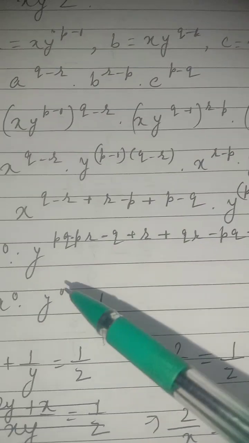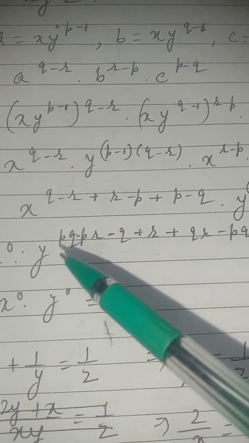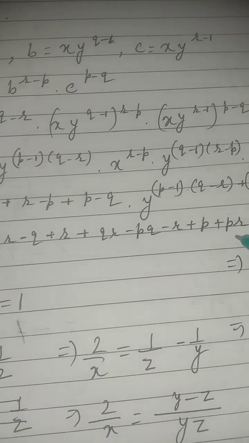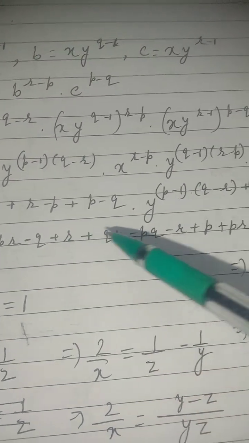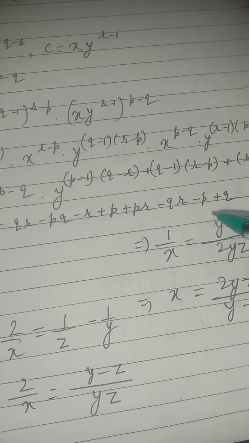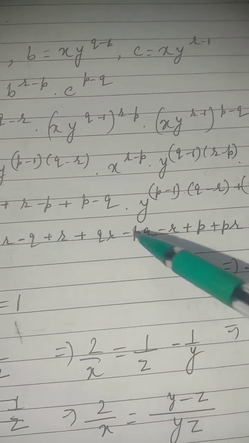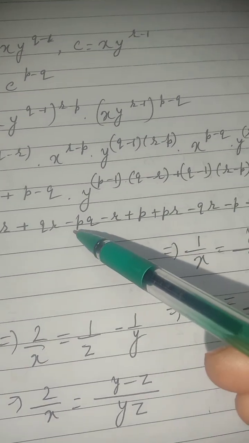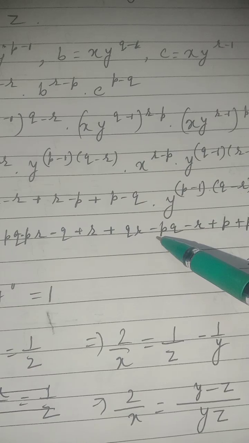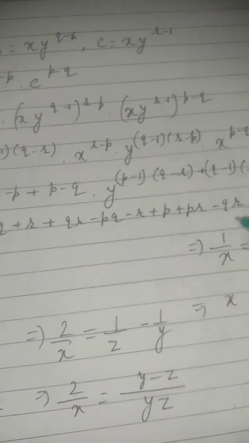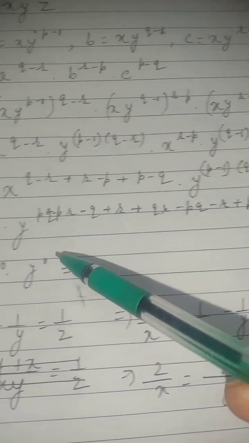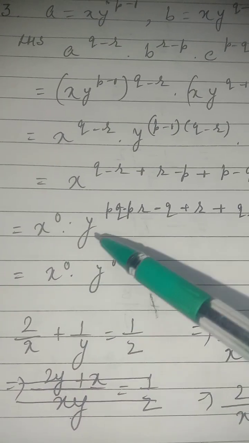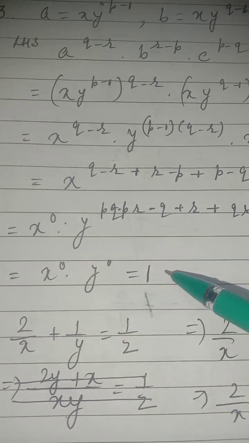Now here also all the terms will cancel: plus pq minus pq, minus pr plus pr, then minus q plus q, then plus r minus r, then plus qr minus qr, and minus pq is already cancelled with plus pq. In that way all the terms cancel and finally we get y^0 as well. And anything to the power 0 equals 1. So this is 1 into 1, so the answer will be 1.